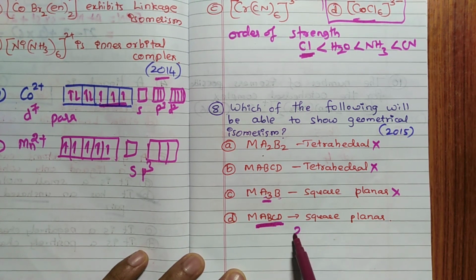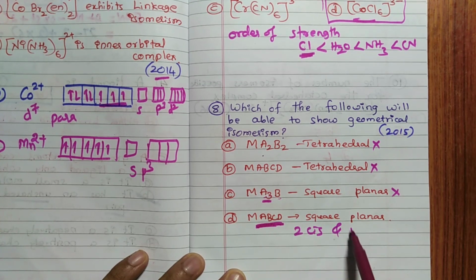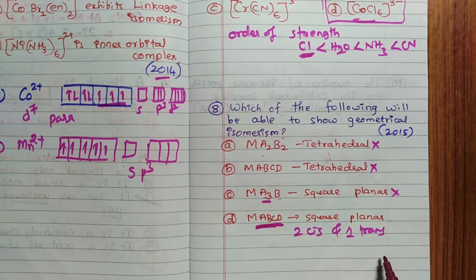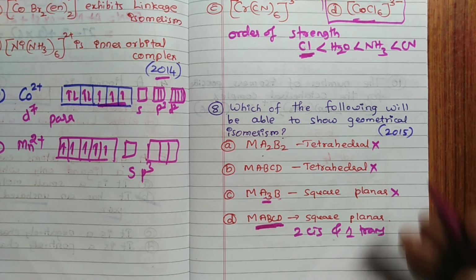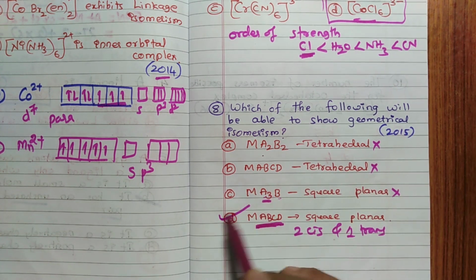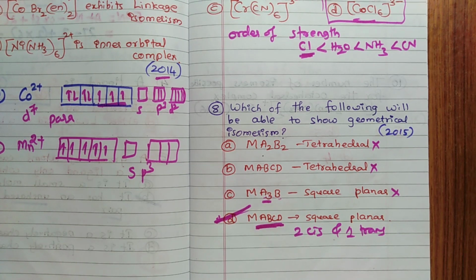Remember, this will form 2 cis and 1 trans. How it forms 2 cis and 1 trans, I have explained in the previous video also, and on the next page also I am going to explain the same because it was also asked as a previous year question once. ABCD can show geometrical isomerism. Hence, the answer for this question is D. 2 cis and 1 trans can be shown by this particular complex.